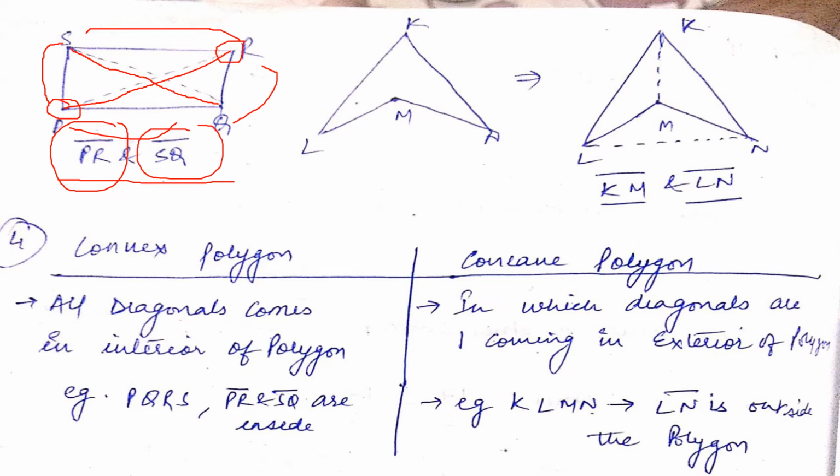Understood? Here also, I have told you in that figure, joining the non-consecutive points, this is a diagonal, this is a diagonal, although it is an example of which figure? A concave figure, because the diagonal is coming outside. Now, I hope you understood this. This is the difference between these two that I have told you already. You can pause the video and write the differences very well.